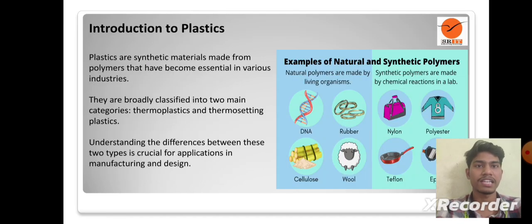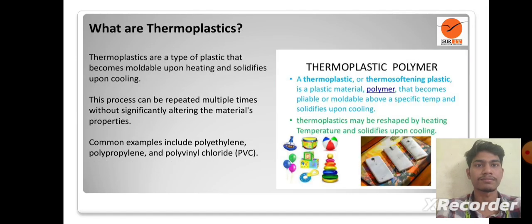Introduction to plastics. Plastics are synthetic materials made from polymers that have become essential in various industries. They are broadly classified into two main categories: thermoplastics and thermosetting plastics. Understanding the difference between these two types is crucial for applications in manufacturing and design. Moving to next slide.